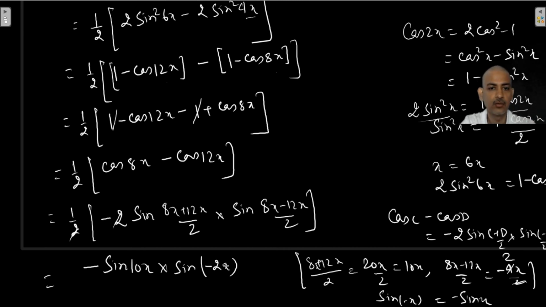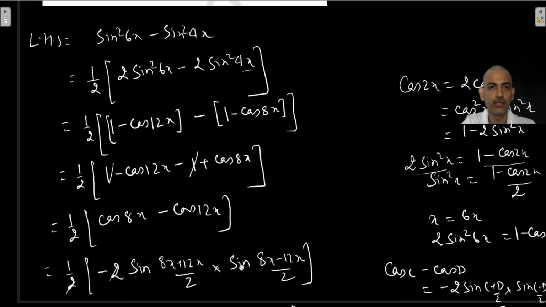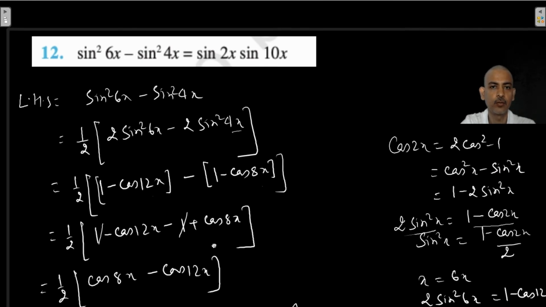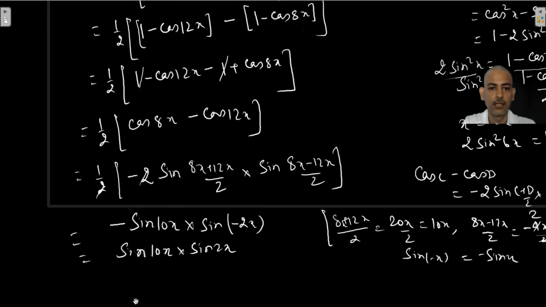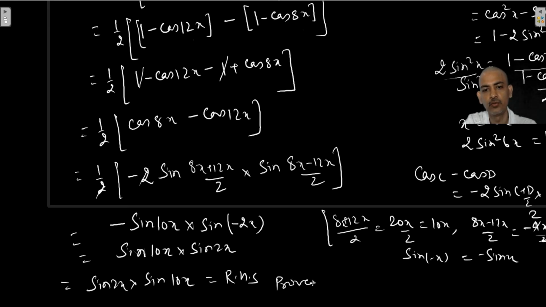So we'll take that out and then put it as plus, minus minus plus. So this will become sine of 10x into sine of 2x. And if we look at the expression, this is what we had to prove on the right hand side. So this is my RHS. If you want to rearrange it, you can write it like sine of 2x into sine of 10x, which is nothing but what we have on the right hand side. So this is also proved.